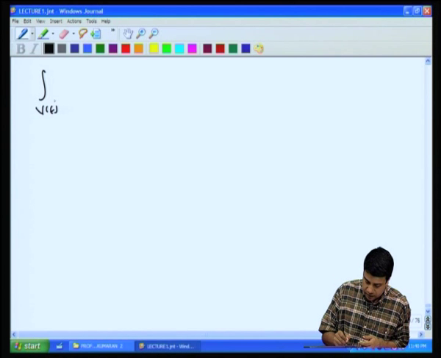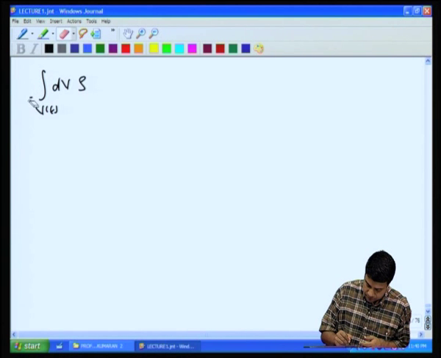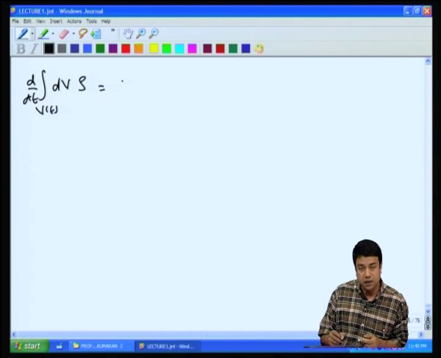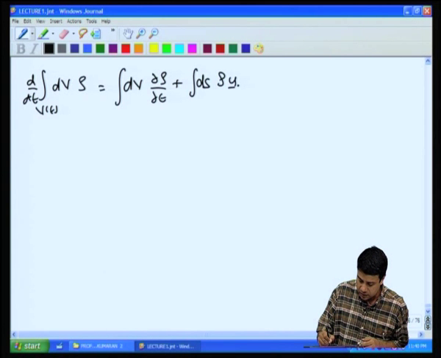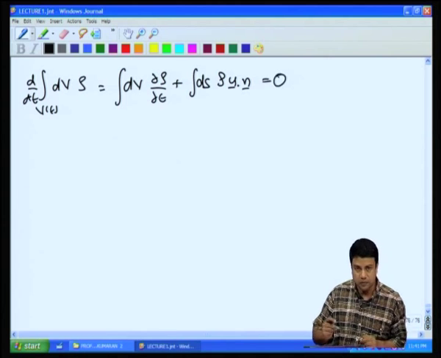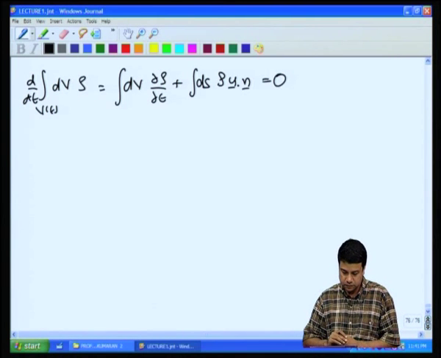Integral over V of t, dV times rho, the rate of change of that, which I had derived as integral dV times partial rho by partial t plus integral over the surface dS of rho u dot n. This has to be equal to 0. For the second term here, I can use the divergence theorem.